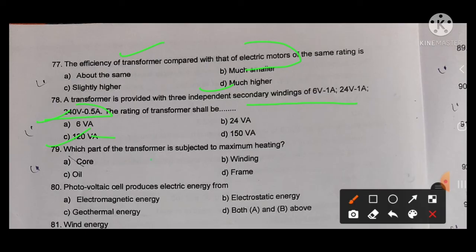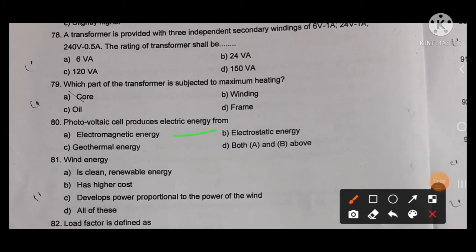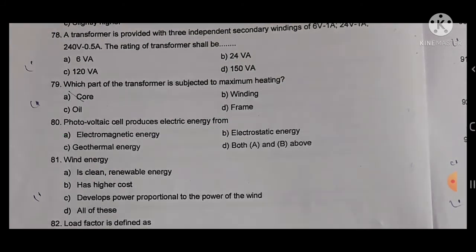Which part of the transformer is subjected to maximum heating? The answer will be winding. More heat is produced in the winding. Next, a photovoltaic cell produces electric energy from electromagnetic energy, that is, from the sun. The light energy is radiated, and a photovoltaic cell converts that electromagnetic energy into electric energy.